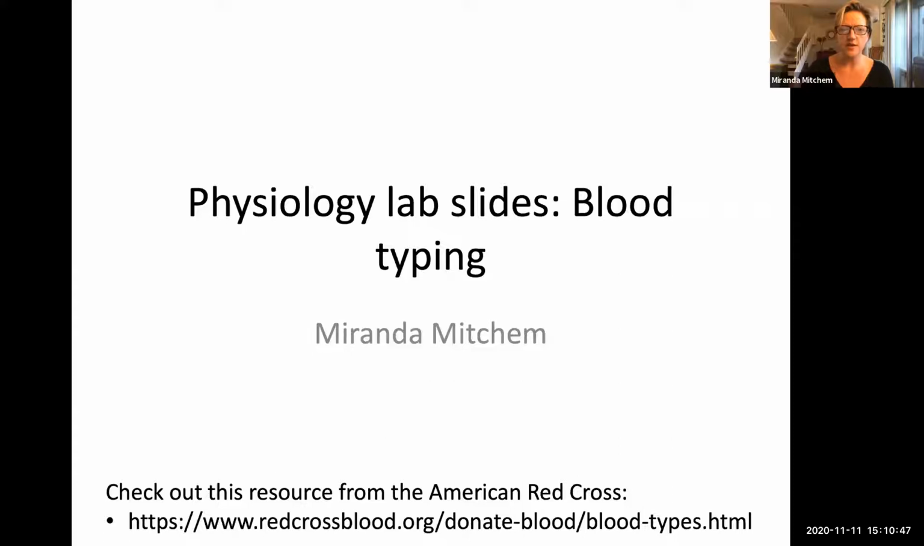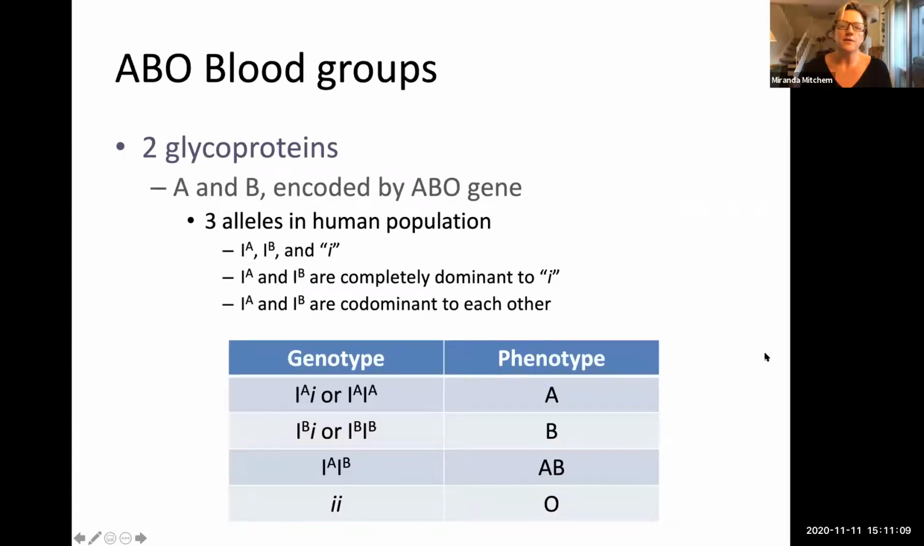Class, this is your lab exercise on the ABO blood typing system. Please check out this resource down at the bottom, lots of good information there from the American Red Cross. That's actually where I got a lot of this content from. We're going to do a PhysioX activity on blood typing.